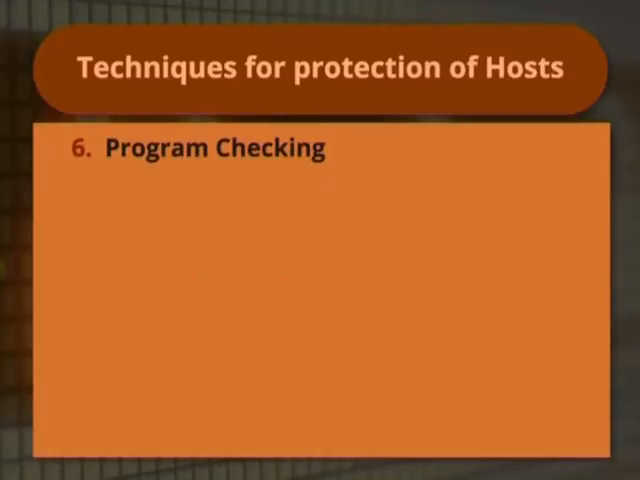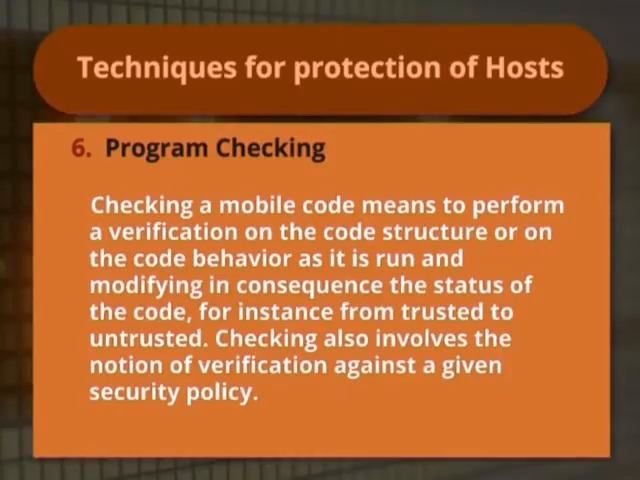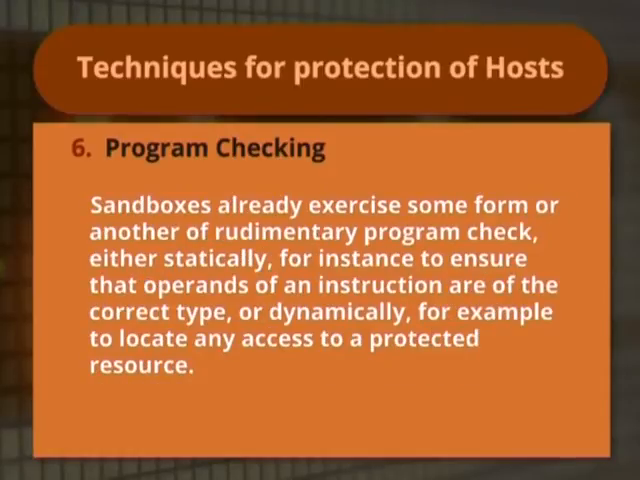Number 6. Program checking. Checking a mobile code means to perform a verification on the code structure or on the code behavior as it is run, and modifying in consequence the status of the code, for instance from trusted to untrusted. Checking also involves the notion of verification against a given security policy. Sandboxes already exercise some form or another of rudimentary program check, either statically, for instance to ensure that operands of an instruction are of the correct type, or dynamically, for example, to locate any access to a protected resource.